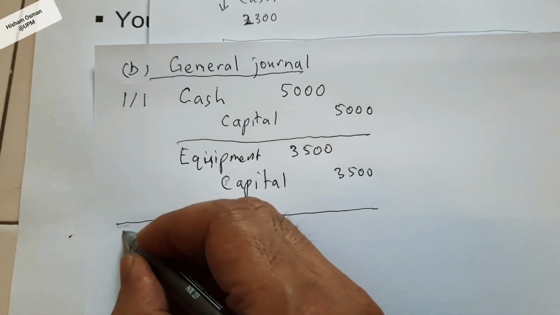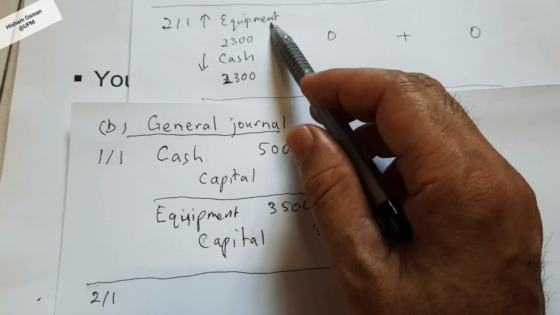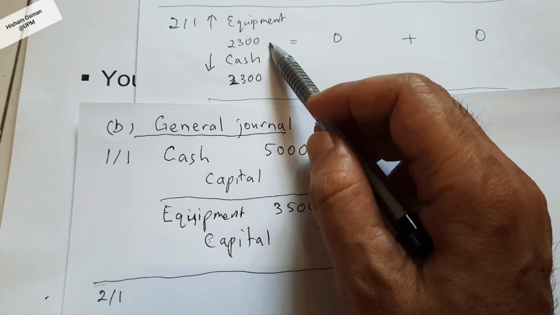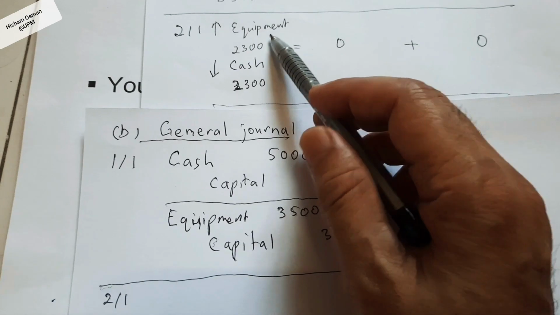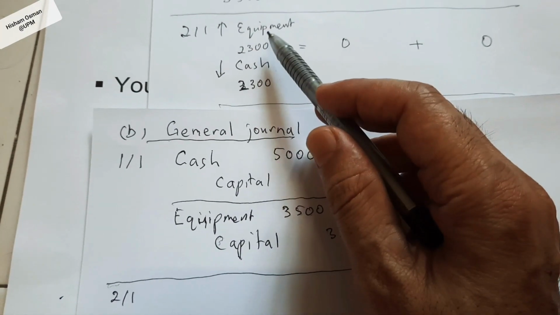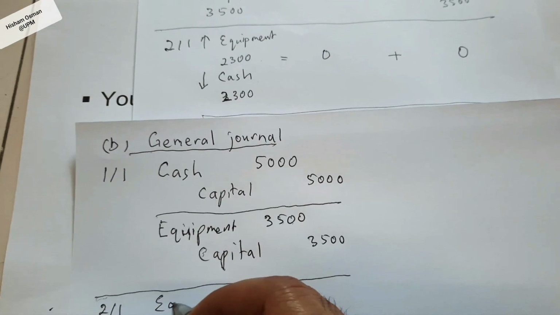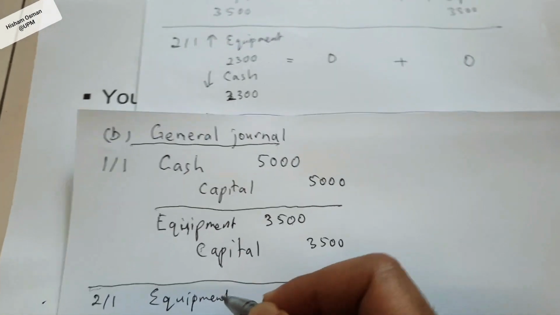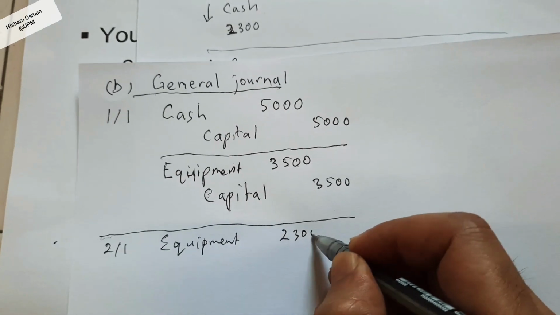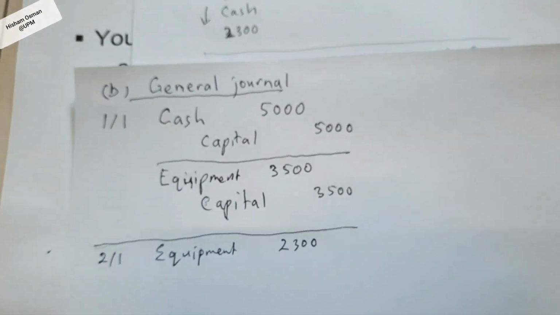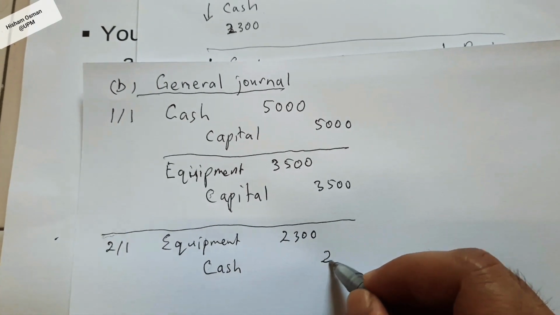Okay, first you have to write the date, 2nd of January, and then see here, asset equipment increase 2,300. So check the rule of debit and credit. The rule says when there is an increase in asset, you have to debit. And also, when there is a decrease in asset, you have to credit. So you record the debit side first. So debit account equipment, the amount is 2,300. And then cash decrease. Cash decrease, you have to credit. So credit account cash. The amount is 2,300.